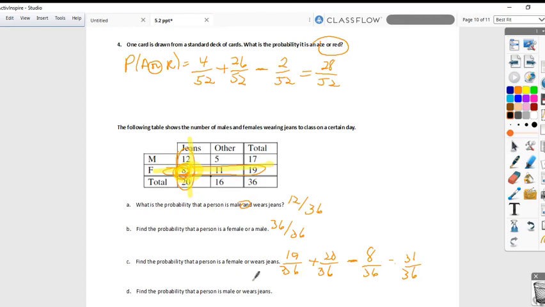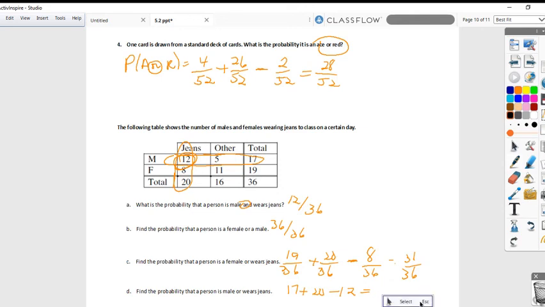And the last one, we'll do the males. And you should be copying these down, remember? Find the probability that a person is male or wears jeans. So male, 17, or wears jeans, 20. So 17 plus 20 minus the double circle, 12. And so we get what? 37, 17 minus 12 is 5.